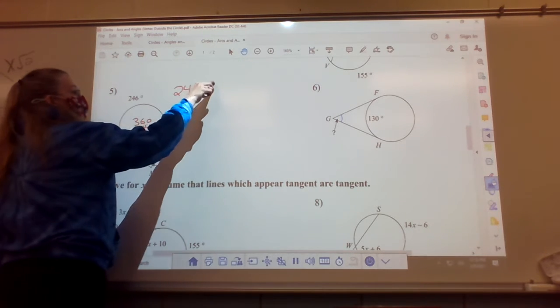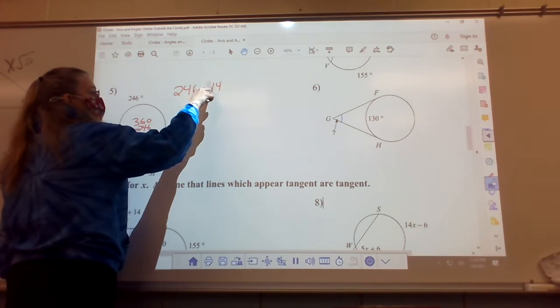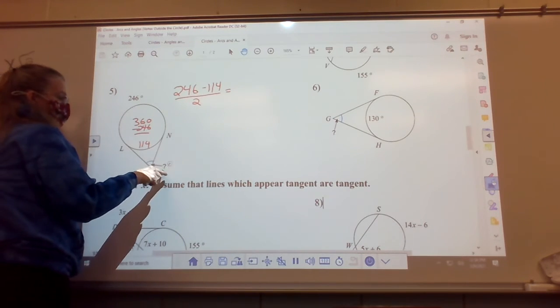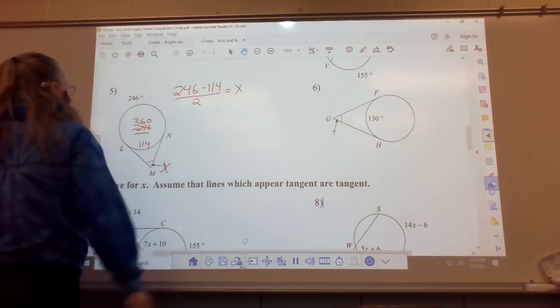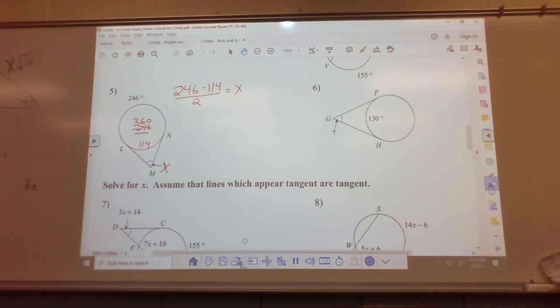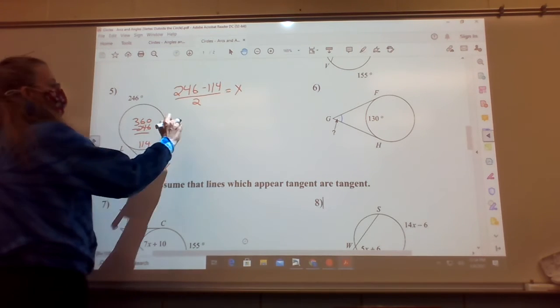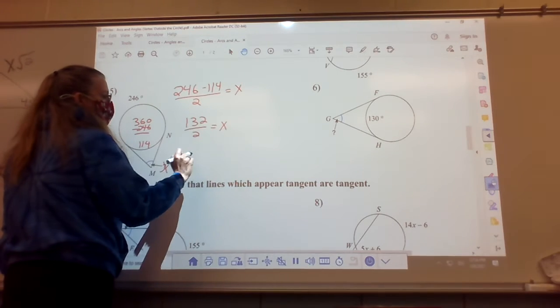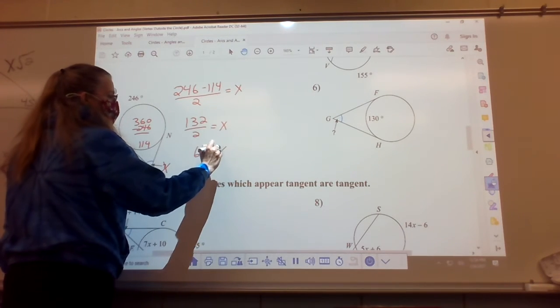So 114 is my little arc. Divide by 2 equals angle, and angle is what I don't know. That's the x. Now it's the same as problem 1 because everything's on the left. So 246 subtract 114, I get 132. Divide by 2 equals x. When I divide, I get 66.